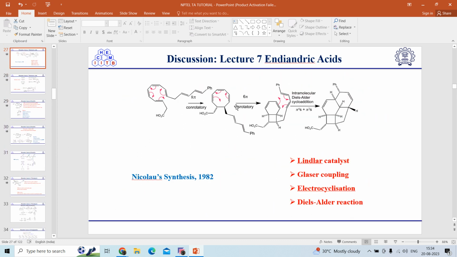Yes, here we have seen such a similar example. Here we are getting from this starting material, this 8 pi conrotatory, this product, and there it will be undergoing a 6 pi disrotatory. So it will be like this, three double bonds are involved, and it is 6 pi disrotatory, and we are getting the 6-membered ring fused with this 4-membered ring.